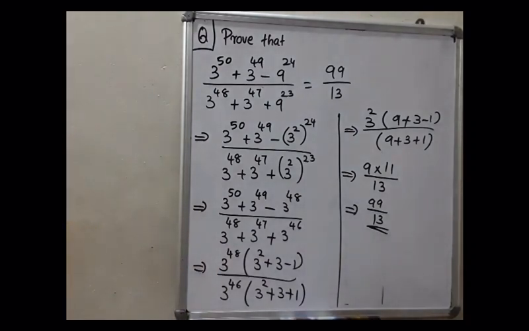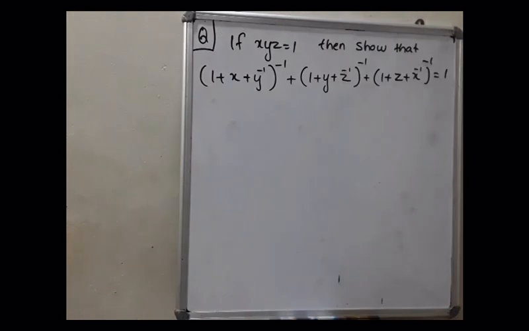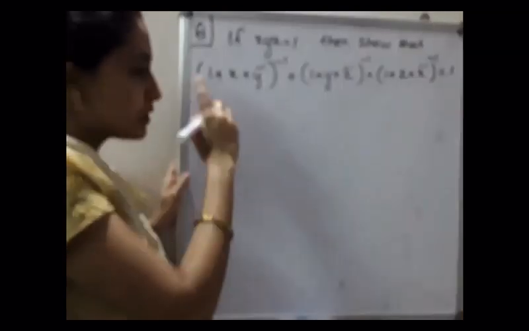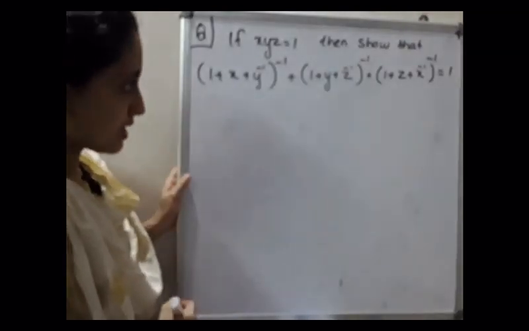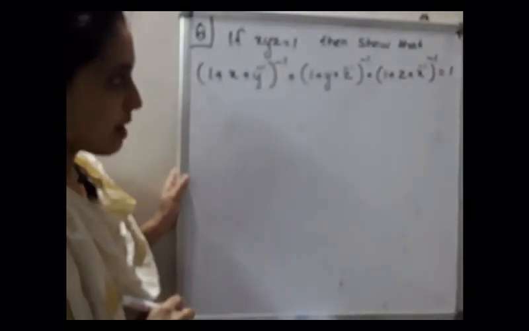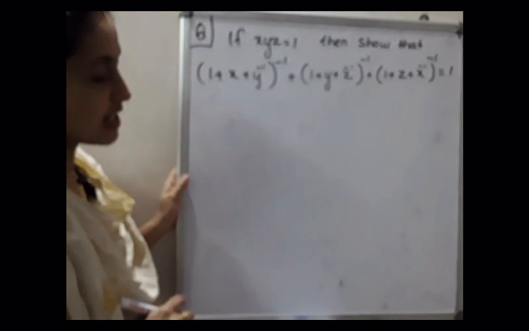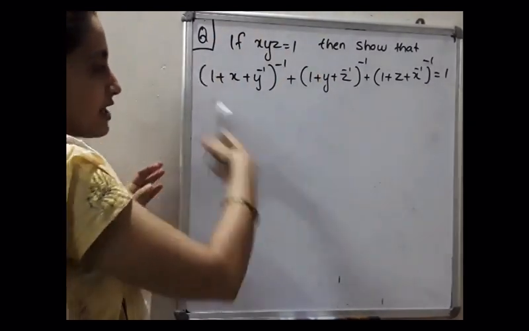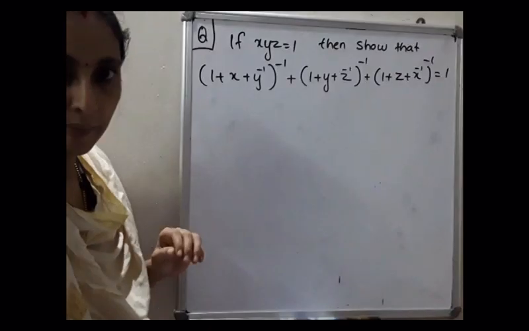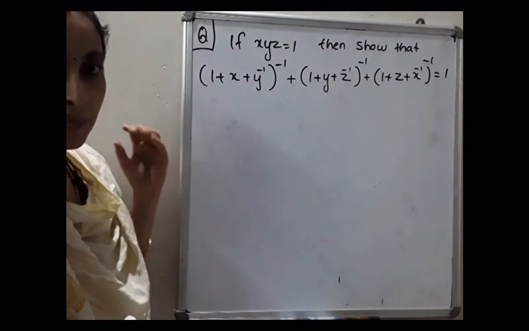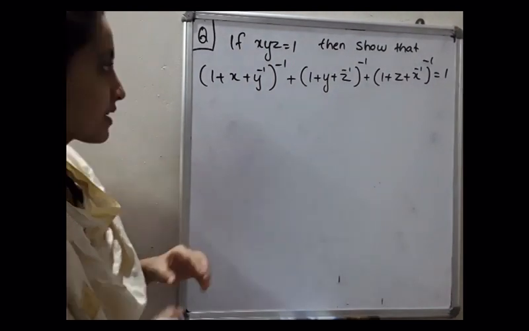Please write down. Next question is, if xyz is equal to 1, then show that 1 plus x plus y raised to minus 1, the whole raised to minus 1, plus 1 plus y plus z raised to minus 1, the whole raised to minus 1, plus 1 plus z plus x raised to minus 1, the whole raised to minus 1 is equal to 1. That means after solving this much, we got the answer as 1. Please listen carefully because it is a twist question. You have to go through it carefully.